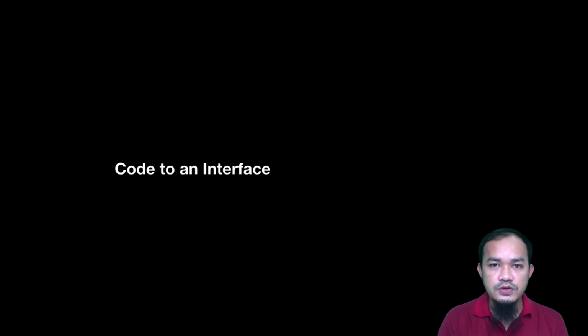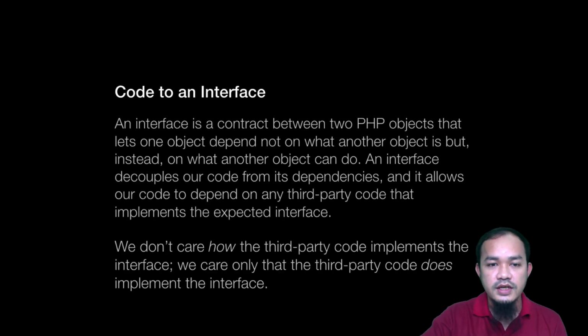When you want to make something more standardized, more standard, or more global, PHP recommends that you use an interface. It is also recommended for designing our code. As the definition says, an interface is a contract between two PHP objects that lets one object depend not on what another object is, but instead on what another object can do.